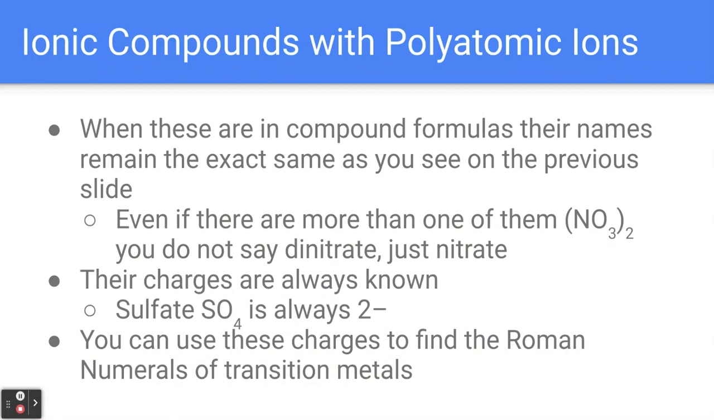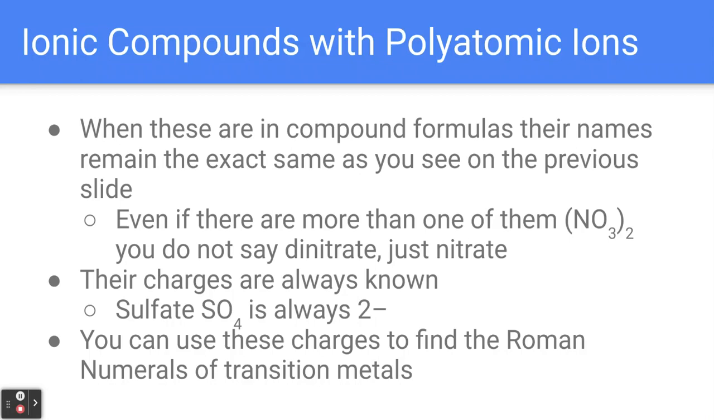And so when these ions are in our formulas, the names remain the exact same that you just saw on the previous slide. Okay. If we need more than one nitrate, for example, let's say we need 2 of them, you don't say dinitrate. We're just going to simply say nitrate. It's just like saying barium chloride. You have a barium and 2 chlorides. You don't say barium dichloride, you just say barium chloride. So these work just the same as any of our other ions that we have, except now it's a group.